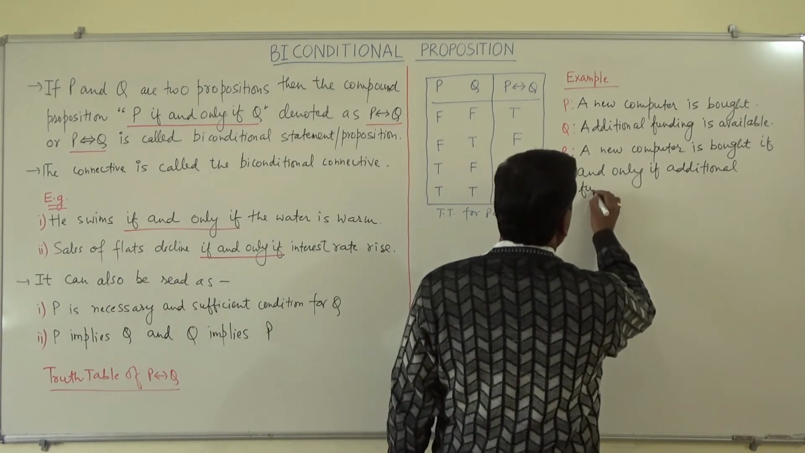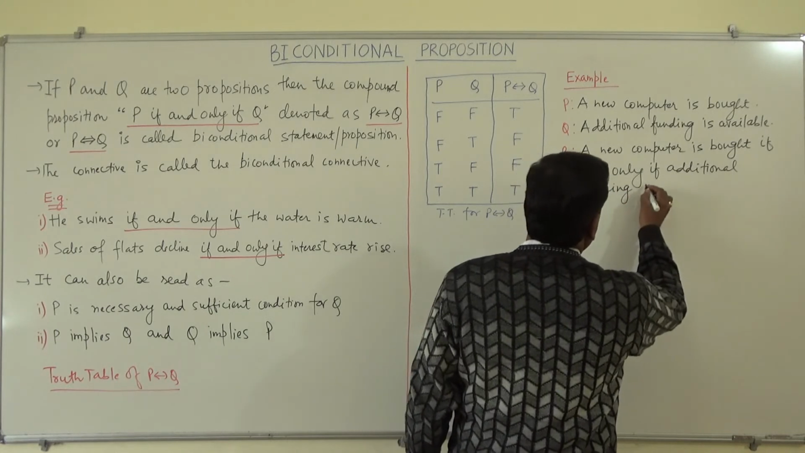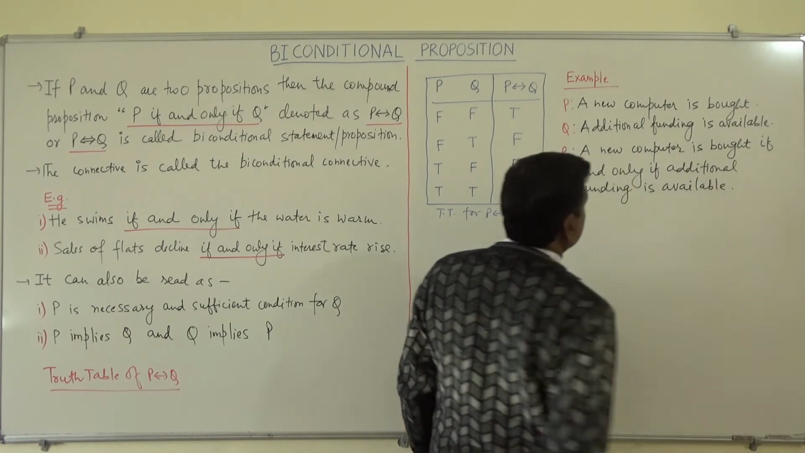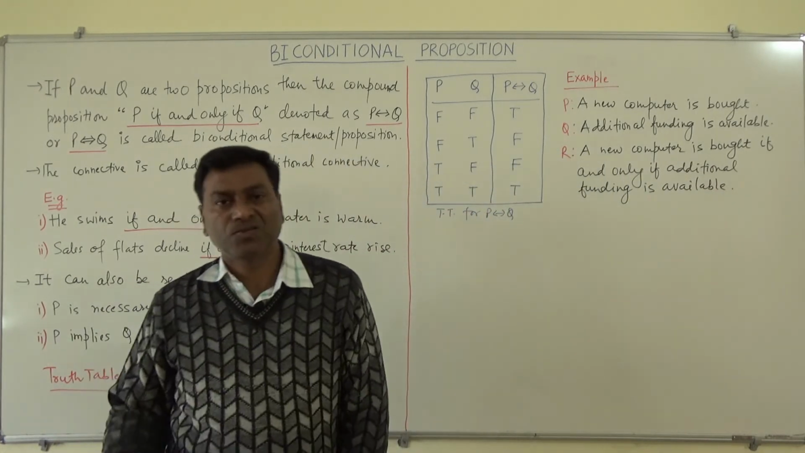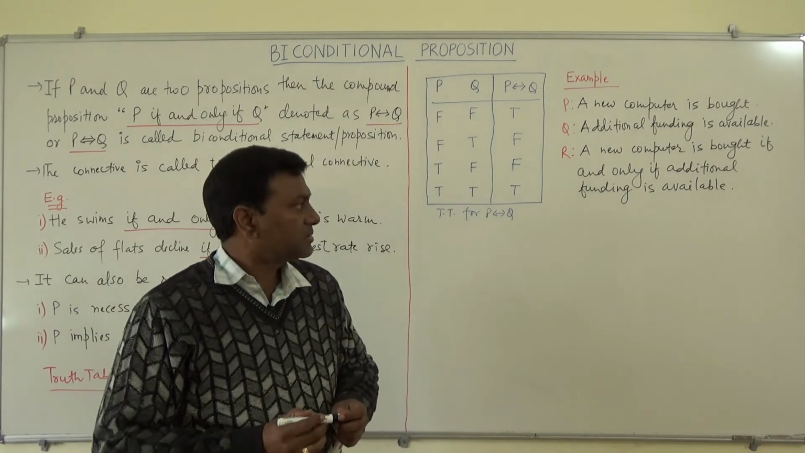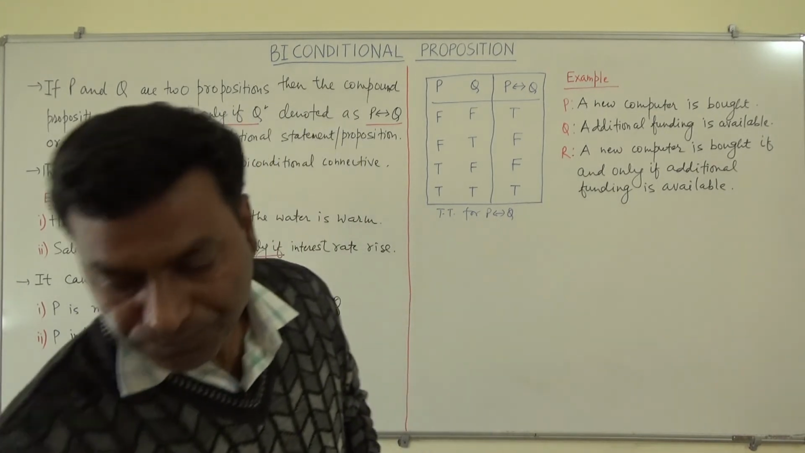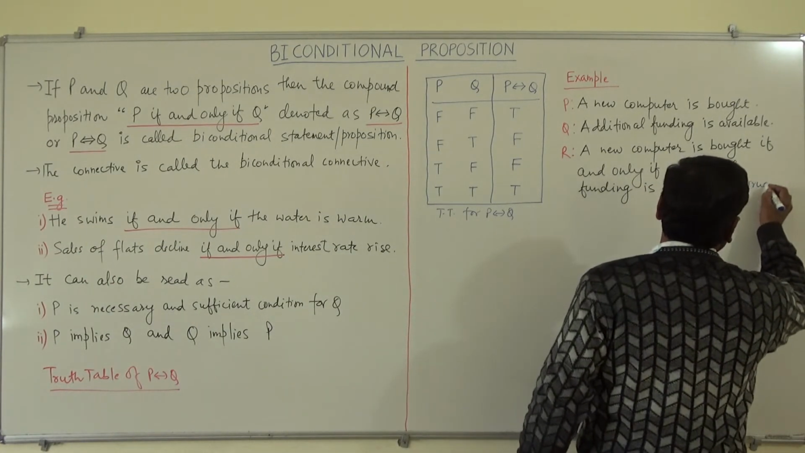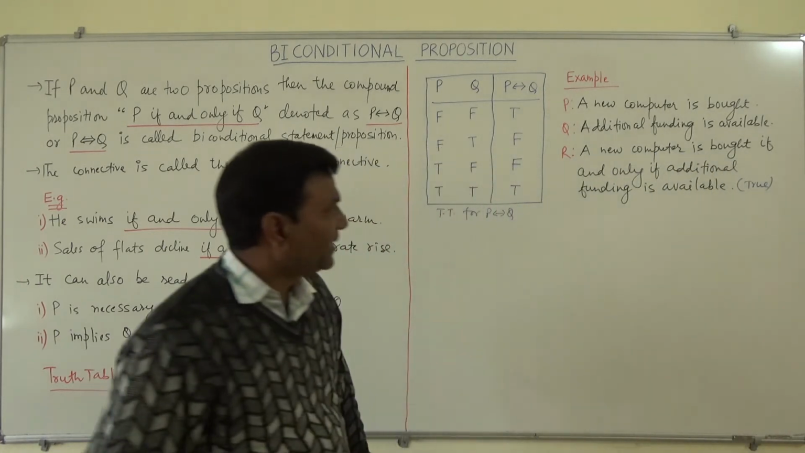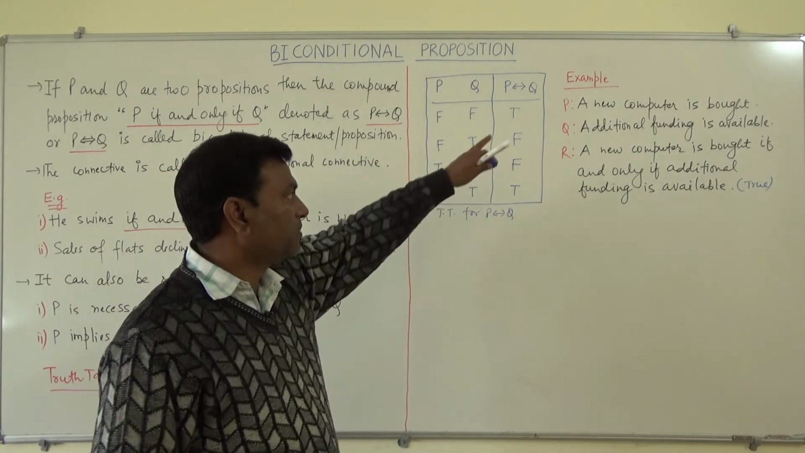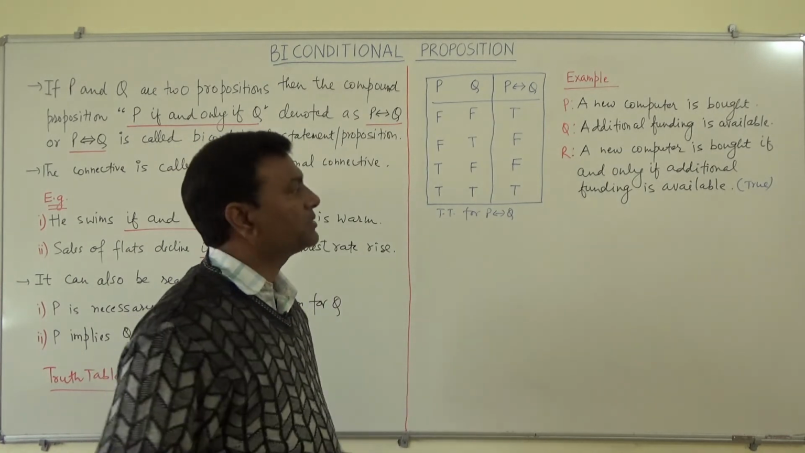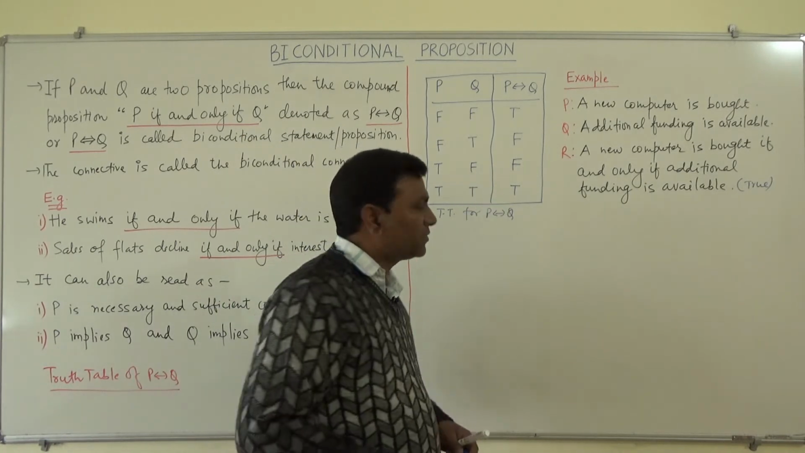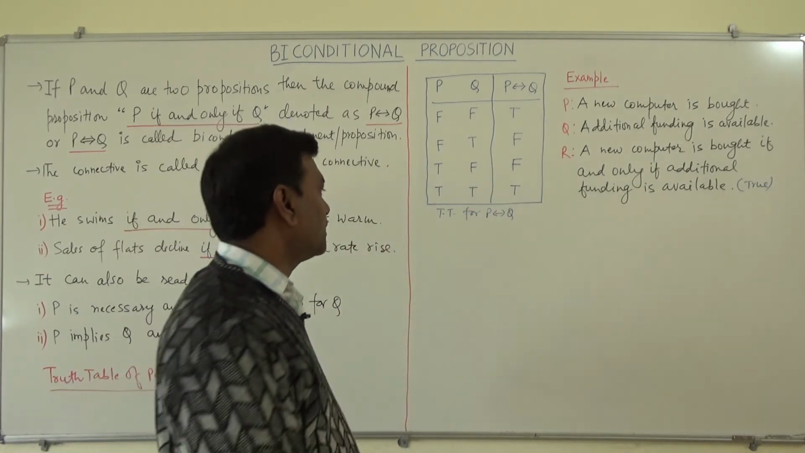So obviously this R is true here. We can say this is true because we can see from the table also, because P and Q both are true, that's why this R is true. Now let us see some more cases for this R, whether this R will be true or not.